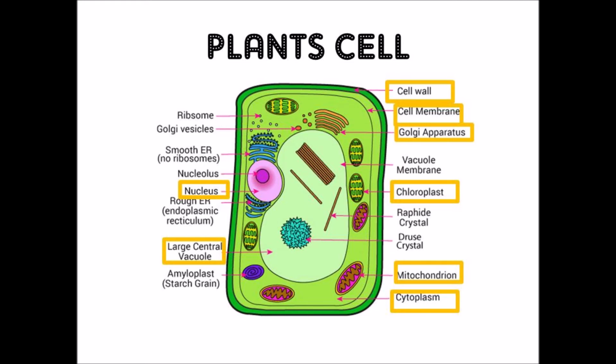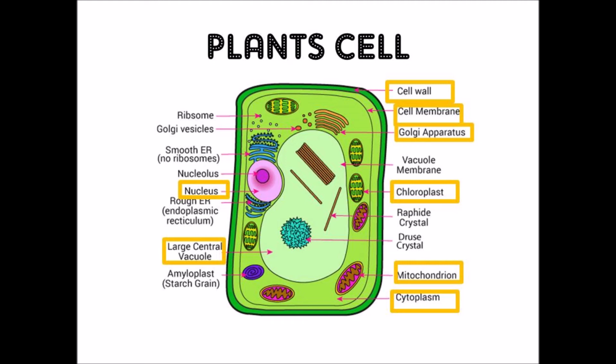So here we are going to add two new parts. Around the membrane there is a big wall. The cell wall is not present in animal cells. The cell wall protects and supports the cell, and very important, it gives the shape to the plant. Remember that plants do not have bones or skeleton, so they use the cell wall to take the shape.